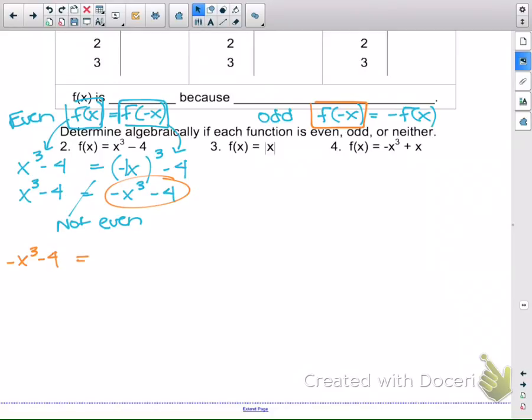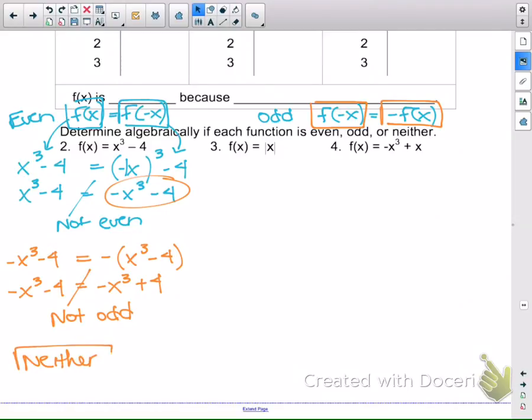To do the right-hand side there, what is this telling me to do here? Take your function and put what? A negative out front. And do what with it? How do I simplify that? Distribute the negative. That's going to give me -x³ what? Plus 4. Are those the same? No. If neither are the same, that means it's not even, it's not odd. And your answer just would be, it is neither one. It has no symmetry.